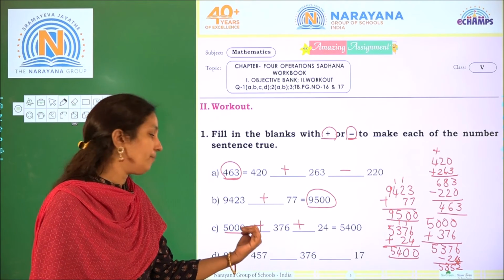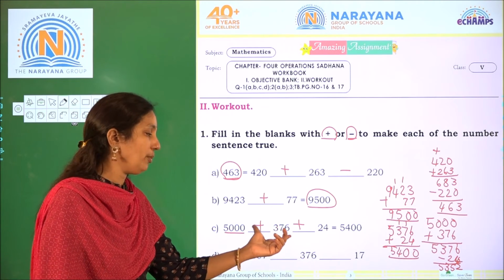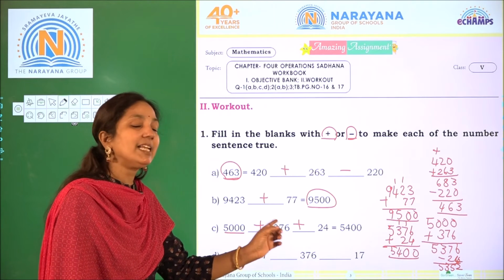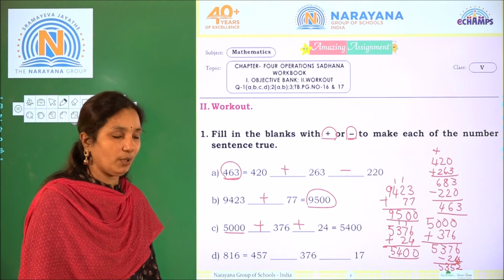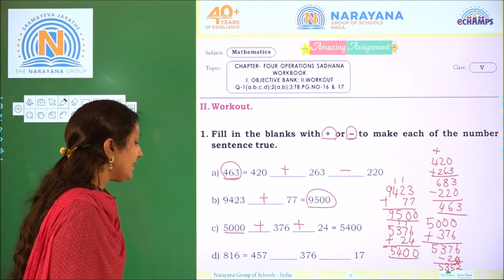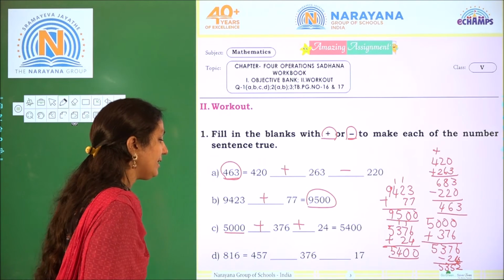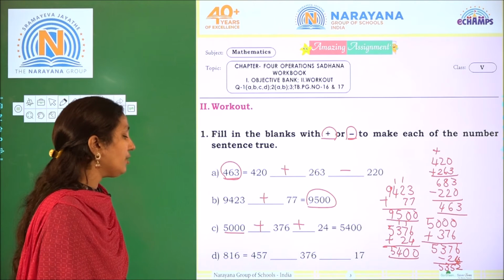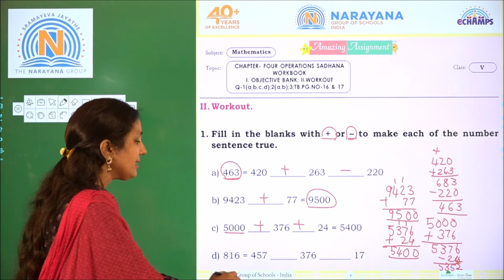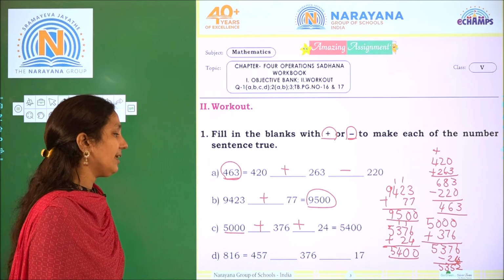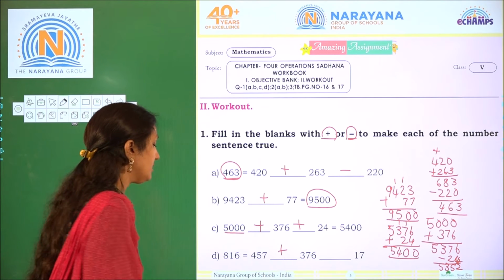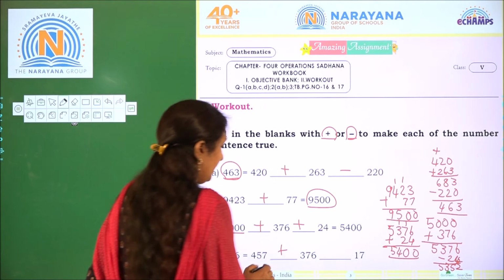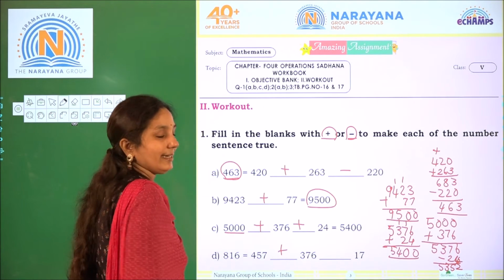So which symbols will come? Plus. Both will be plus only. 5000 plus 376 plus 24 equal to 5400. Coming to next one. 816 equal to 457 dash 376 dash 17. So if I am writing, I am taking plus first. So I have to equal to 816.